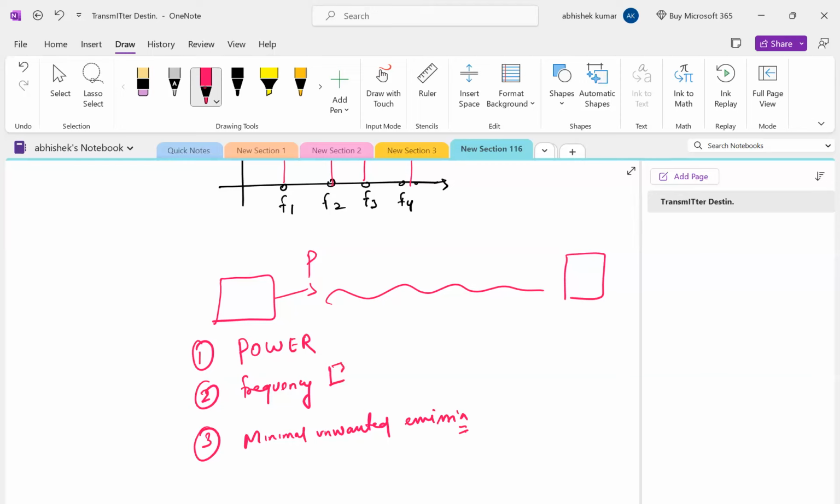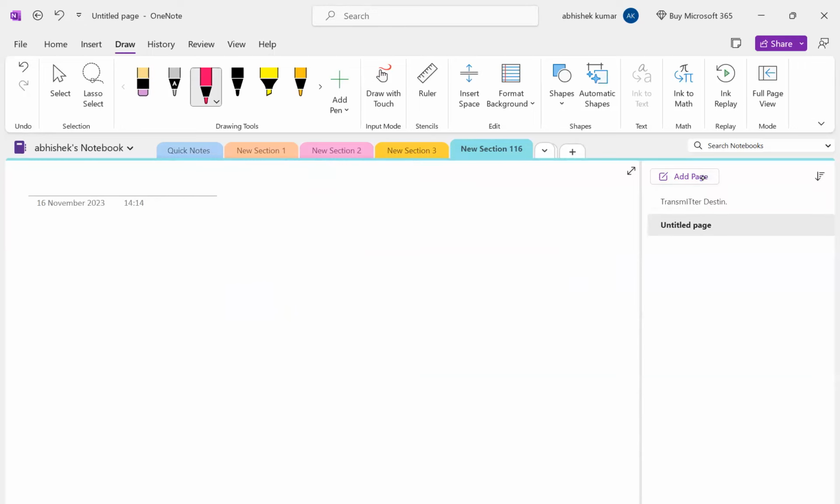Frequency will determine the bandwidth also. Bandwidth is also important. What is bandwidth? Bandwidth is the range of the allocated frequency. Now, going to the frequency allocation part.